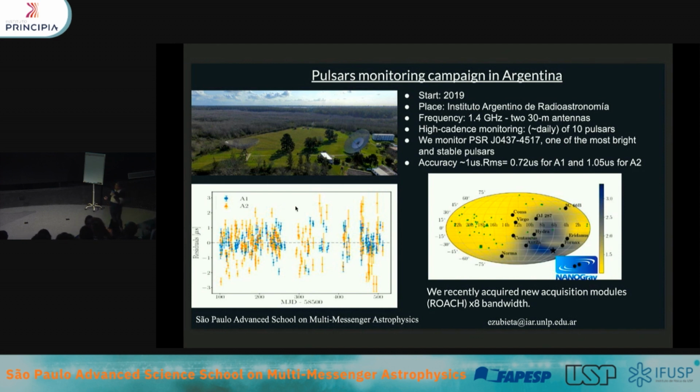And given that we are in Argentina, we are in a prime spot to be able to monitor, for example, this pulsar that cannot be monitored from other places. So if we can add this pulsar to the NANOGrav collaboration, we could improve their sensitivity in that part of the sky, even by a factor of 3.